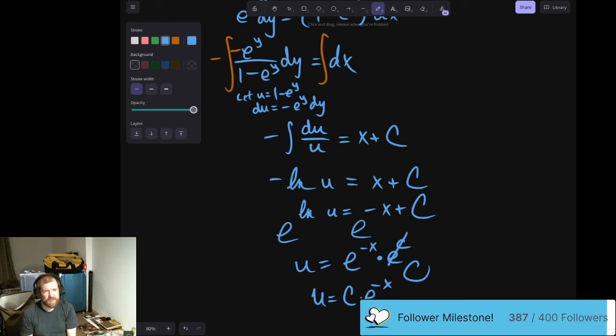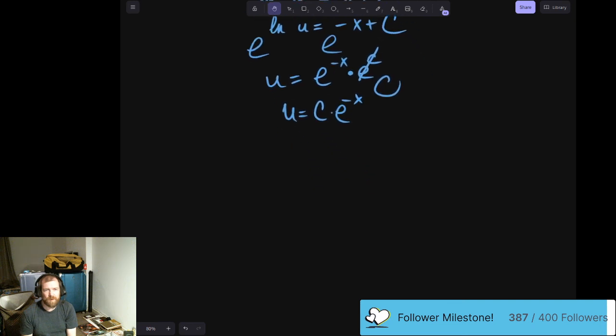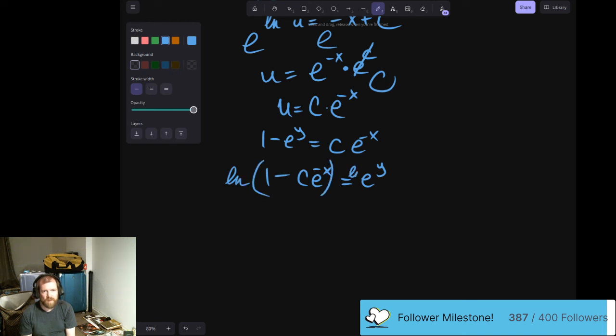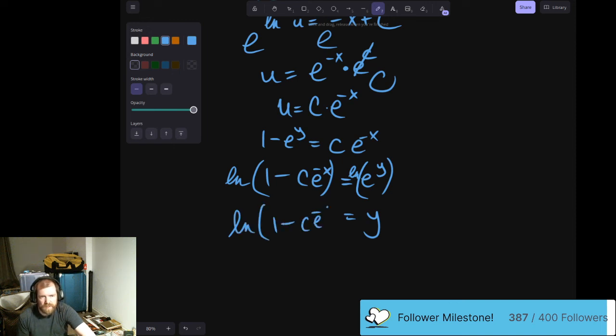Maybe I should have done something about that earlier. Nah. Would have made it worse. Alright, 1 minus e to the y is equal to c e to the negative x. Swap these. This is 1 minus c e to the negative x is equal to e to the y, and then natural log. So this is going to be y equals natural log of 1 minus c e to the negative x.